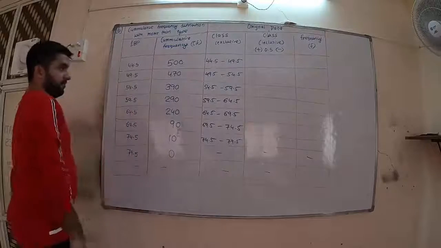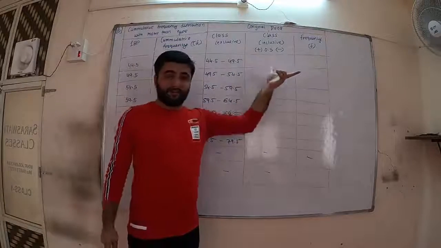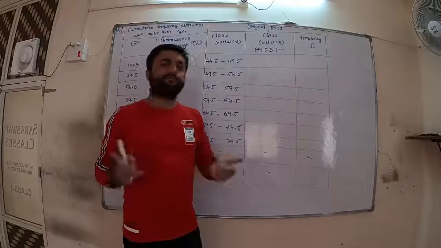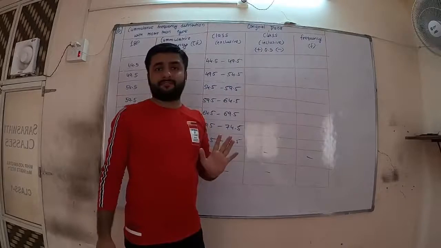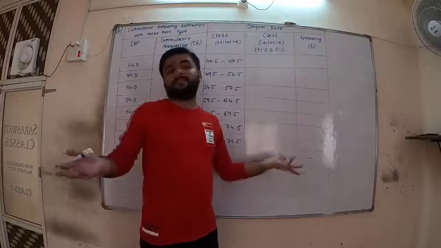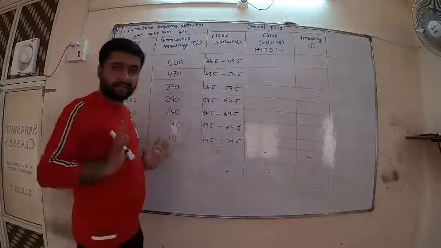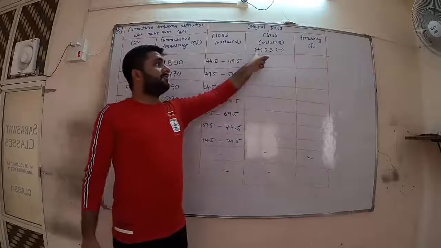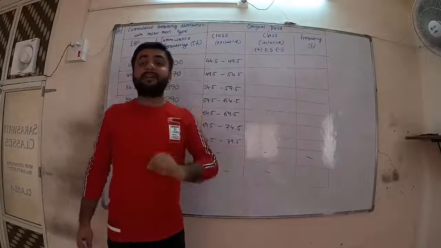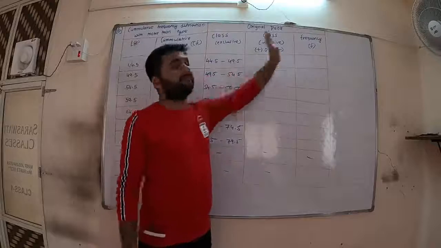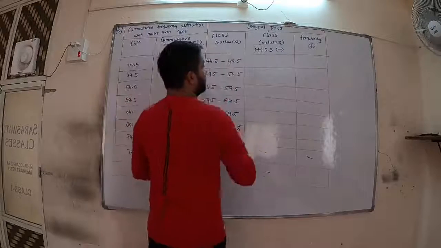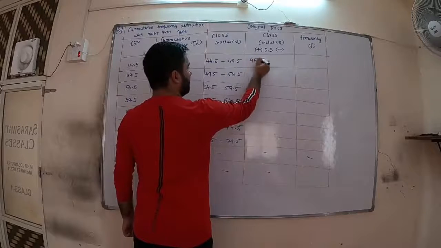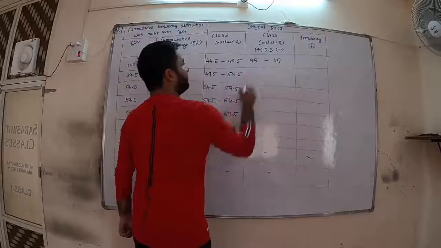Understood? Now from this exclusive, we want inclusive because the answer is only this. What is asked in the book? Obtain inclusive classes with their frequency. So this is the inclusive class, this is its frequency. All these are for understanding, but it is required to write. Now, while converting inclusive to exclusive, we were subtracting and adding, but here it is the opposite. We should add and subtract because it is exclusive to inclusive. Now, plus 0.5 here, so 44.5 plus 0.5 will be 45, and subtracting from here, it will be 49.